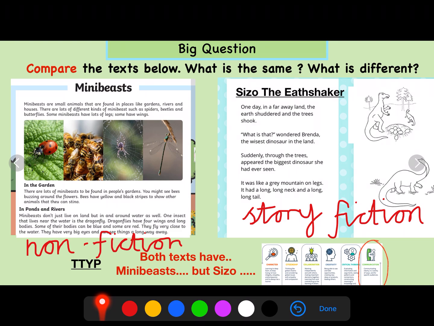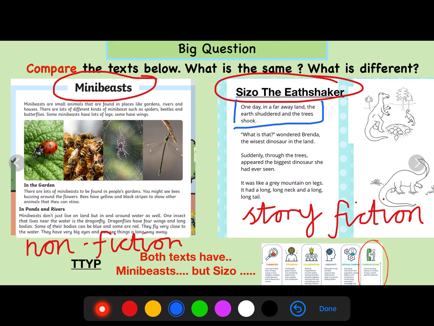Some of the things which are the same about each text is the title. Both the story and the non-fiction report have a title. They also both have paragraphs. You can see here there are different paragraphs in both the story and the report.